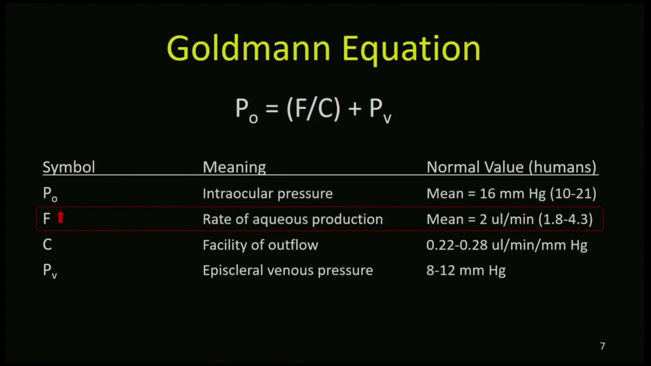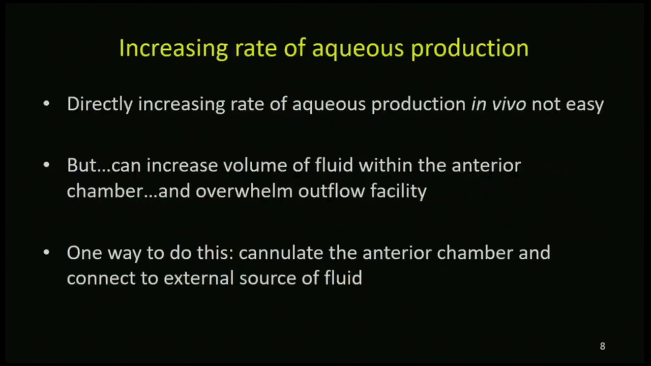So let's first focus on increasing the rate of aqueous production. Well, it turns out it's actually pretty challenging to directly increase the rate of aqueous production in vivo. It's not very easy. You would have to do some really significant systemic changes in your animal model to increase the rate of aqueous production. But you can increase the volume of fluid within the anterior chamber and really just overwhelm the outflow facility, okay? And one way to do this is to cannulate the anterior chamber and connect this cannulation to an external source of fluid.